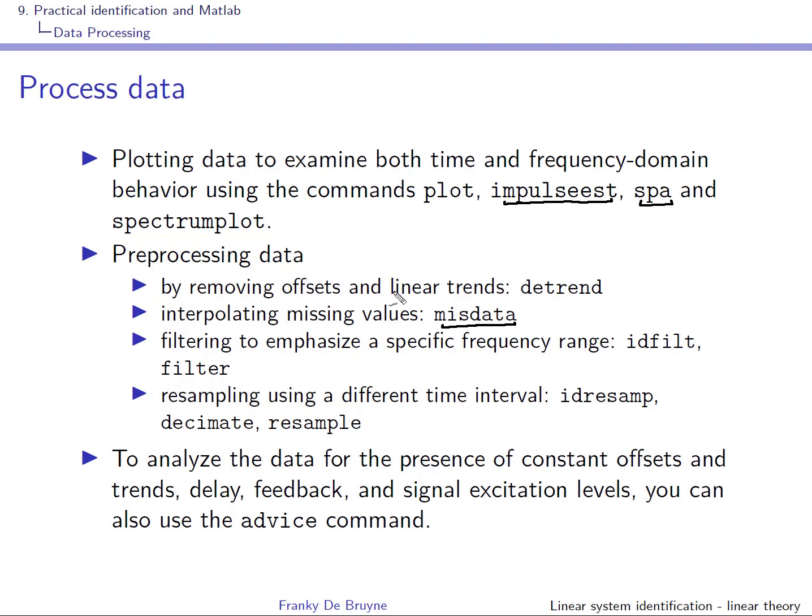So what you could do also is remove offsets and linear trends so that you work around a working point. This is the command detrend, right? Remember that this is especially useful when you're working in simulation. If you're working in prediction, the influence of the detrend is rather small.